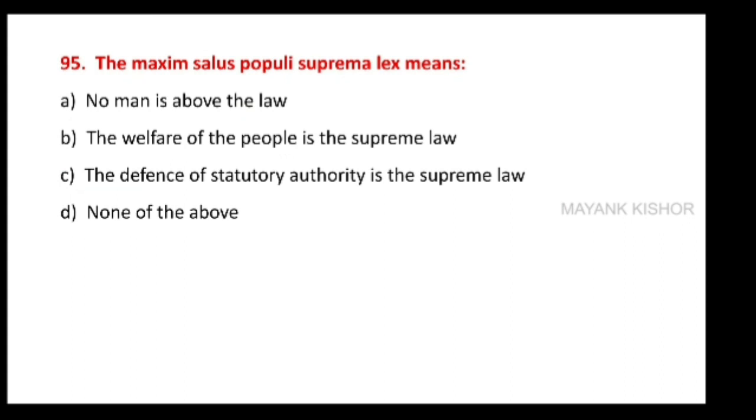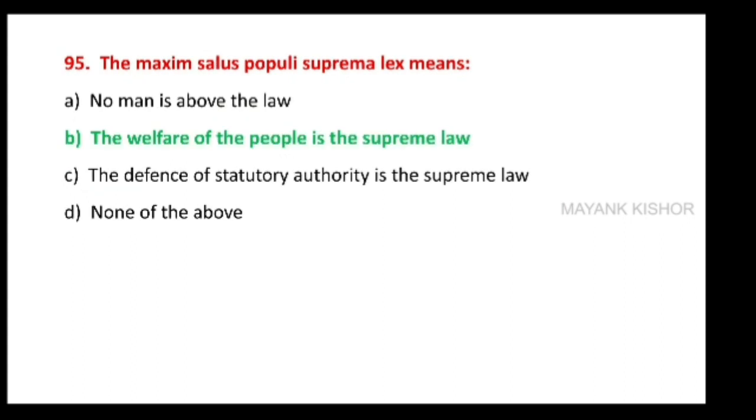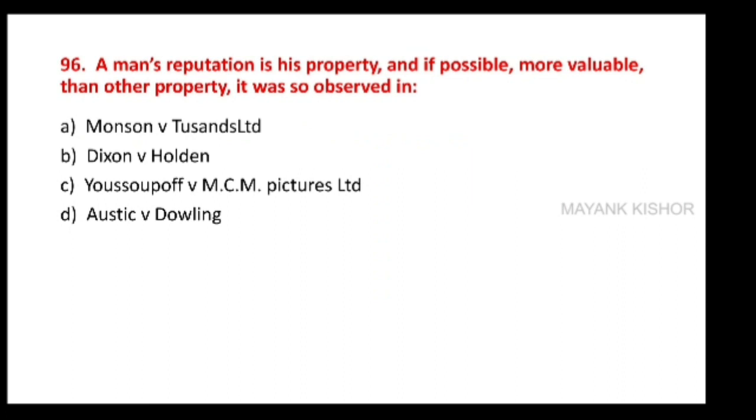The maxim salus populi suprema lex means option A no man is above the law, option B the welfare of the people is the supreme law, option C the defense of statutory authority is the supreme law, and option D none of the above. And the correct answer is the maxim salus populi suprema lex means the welfare of the people is the supreme law. Next question, question number 96.